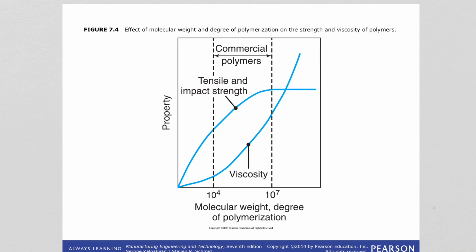In this graph we are seeing how molecular weight and degree of polymerization affect properties such as tensile strength, impact strength, and viscosity. And as we see, if we increase the molecular weight and the degree of polymerization, the viscosity of the polymer is increasing. And of course, its tensile and impact strength is also increasing.